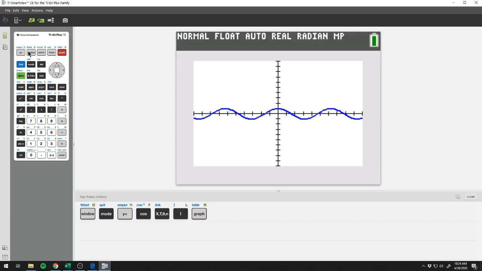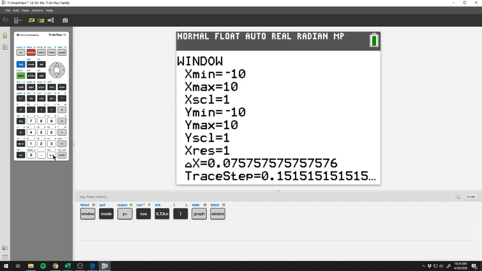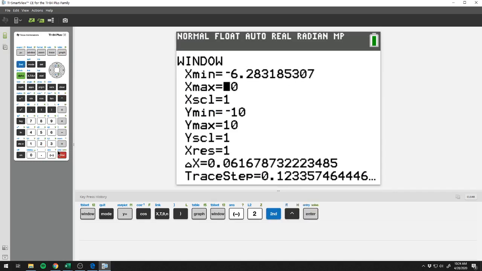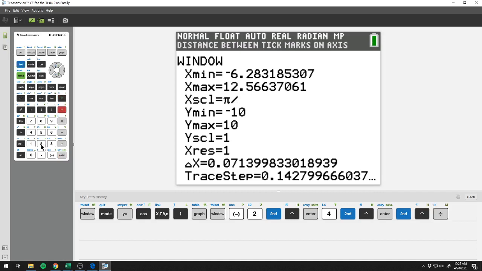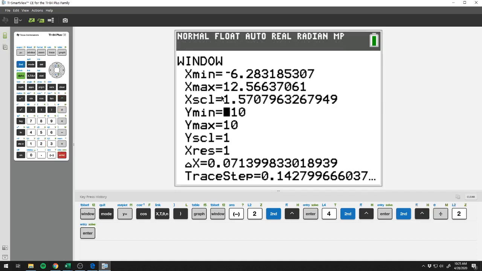So what you want to do is go to your window to make it look pretty. Let's say we go from negative 2 pi, it's going to insert the decimal, but that's okay, to 4 pi. The reason I'm picking those values is because negative 2 pi to 0 would show one period, then 0 to 2 pi would be the one we graphed, and 2 pi to 4 pi would be the next one. So you can see three periods. For the x scale, I'm going in increments of pi over 2. Once again, it's going to round it, but that's okay. It's going to look fine when you graph it because it's rounded close enough.